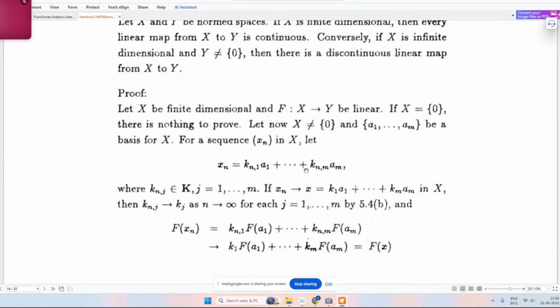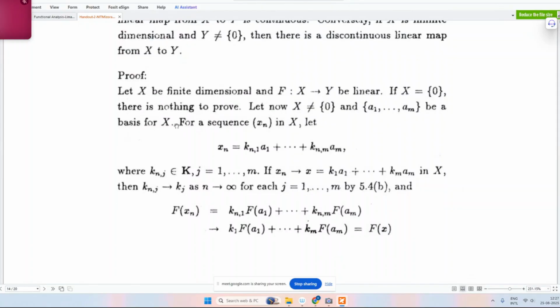So let F from X to Y be a linear map and X be finite dimensional. Let me remind you here, it is not necessary that Y should be finite dimensional. Y can be infinite dimensional. So don't get mixed up here. Since X is finite dimensional, the range of F is also finite dimensional. So it doesn't matter what Y is. If X is 0, there is nothing to prove, obviously.